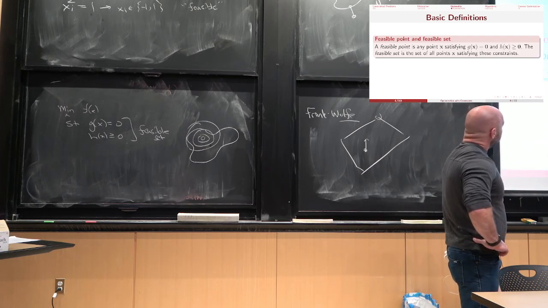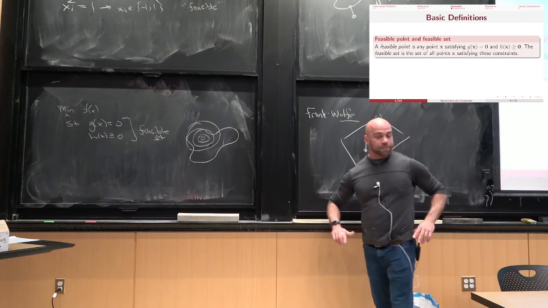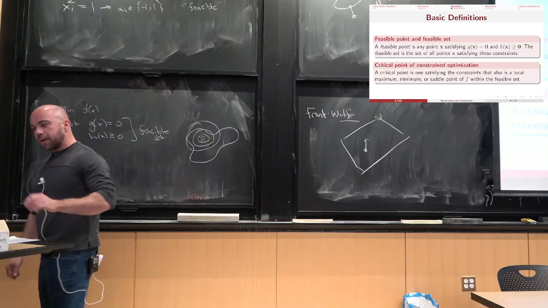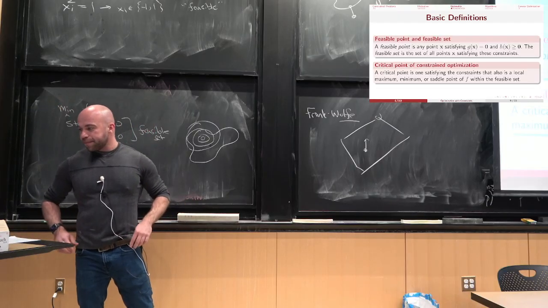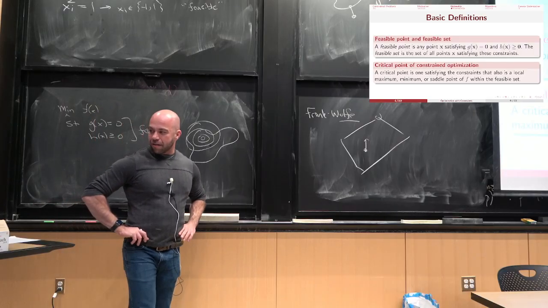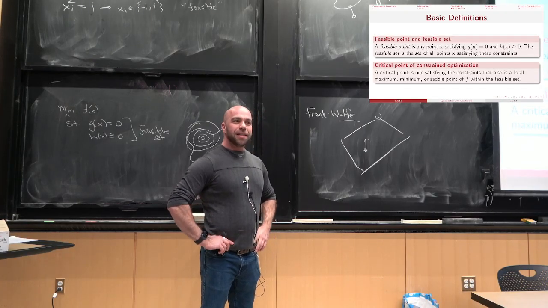So anyways, the feasible set is a set of points satisfying the constraint, but we don't care about the objective. Our goal today is going to be to try to characterize critical points of this problem, which is essentially a point that satisfies the constraints and also is a local min, max, or saddle point. We're going to dive into that in a little more detail.